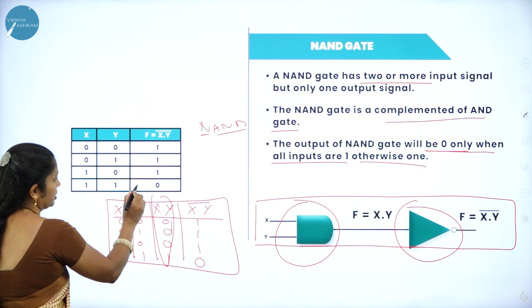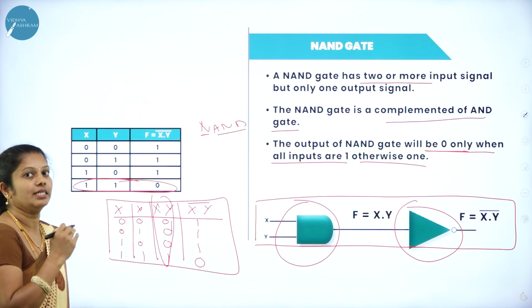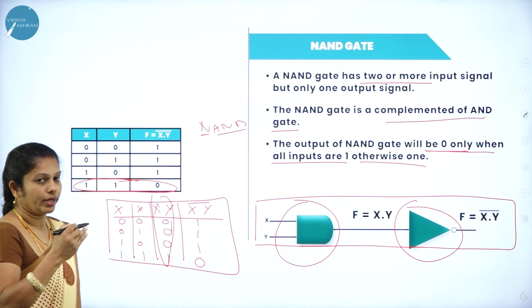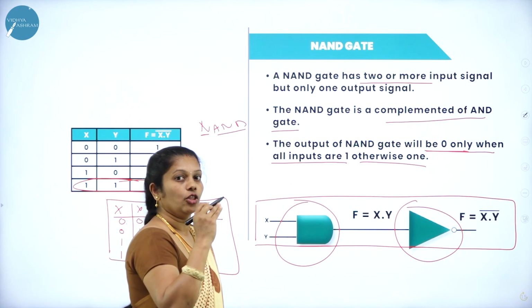When all the inputs are 1, then only the output becomes 0. Otherwise, here it is 1. If you want, you can write it this way or this way. Whereas the NAND gate is a combination of an AND gate as well as a NOT gate.